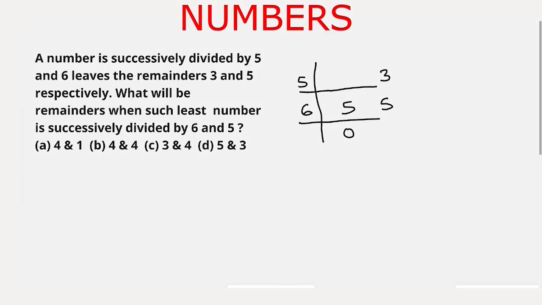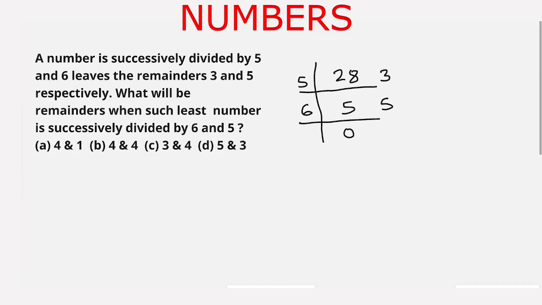This 5 is the dividend for divisor 6, but it is the quotient for divisor 5. Now 5 is the divisor and the quotient is 5. So 5 times 5 is 25 plus 3 is 28. It means that the required least number is 28.